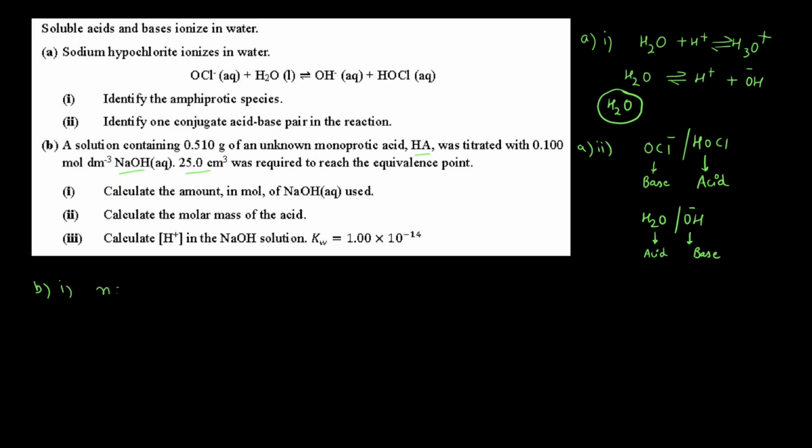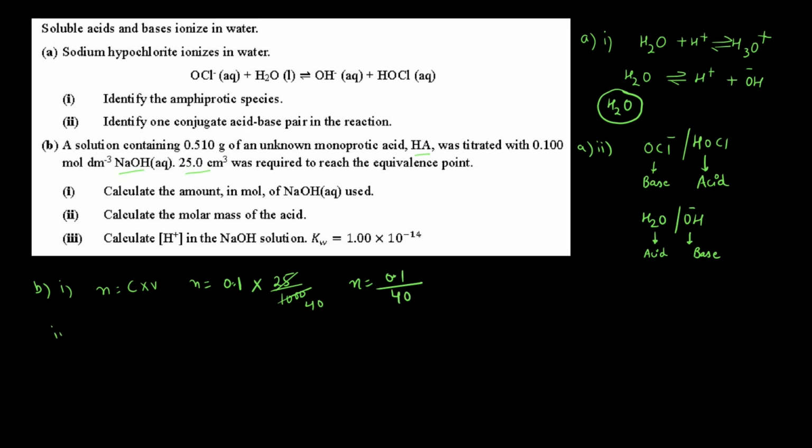So moles equals concentration into volume. Concentration is given to us, 0.1, and the volume is given to us in cm cube, so we divide by 1000 to get dm cube. So 25 divided by 1000, that is 1 over 40, so the moles equals 0.1 divided by 40.